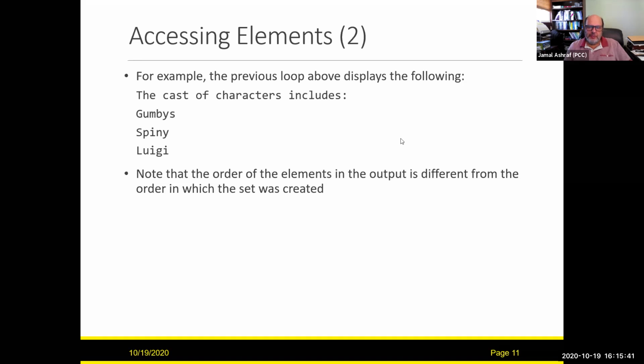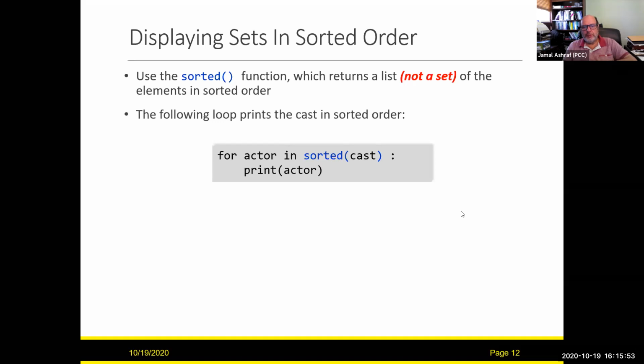So again, if I put it in a certain order, when I print it, it doesn't mean it's going to print in the same order. There is no order in a set. So what if I want to sort it? If I use the word sorted, we're basically going to take the set and change it to a list, which is going to be sorted. The set itself cannot be sorted because there is no order in the set. But we can cast it into a list, and then we can go through the list in a sorted order.